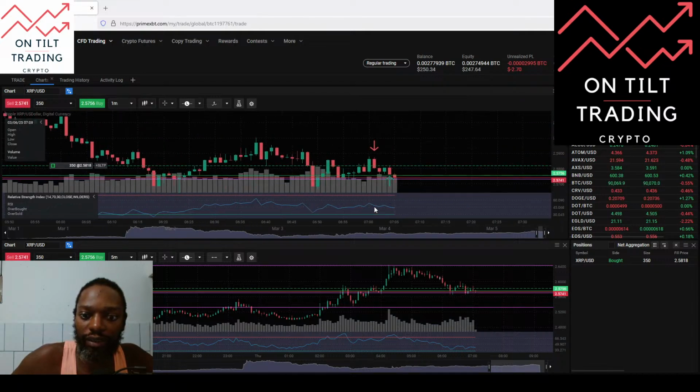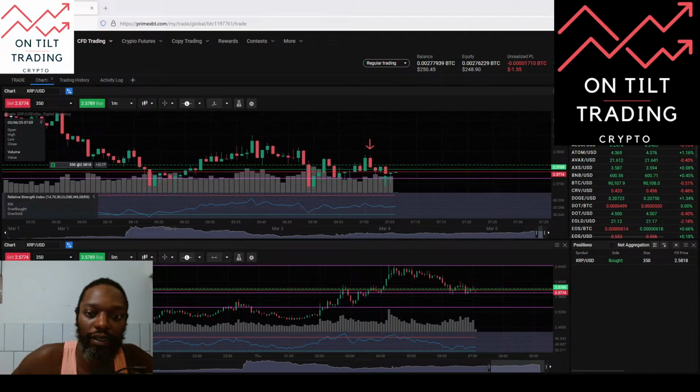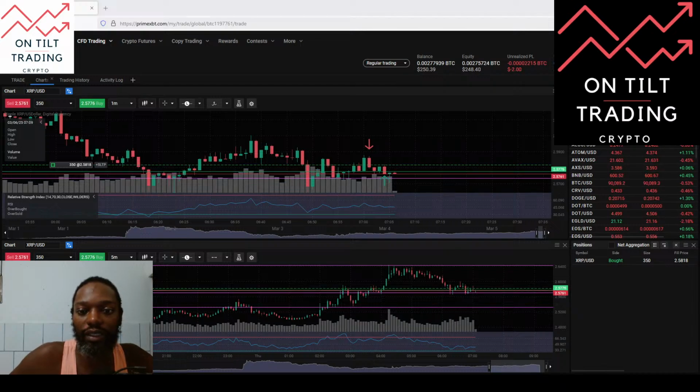Definitely, I don't like this entry because I want to be entering in places like this, so this is a chase entry. This is the type of entry that I've been trying to avoid, getting caught right at the tops of candles here. I'm actually going to move my stop right here.